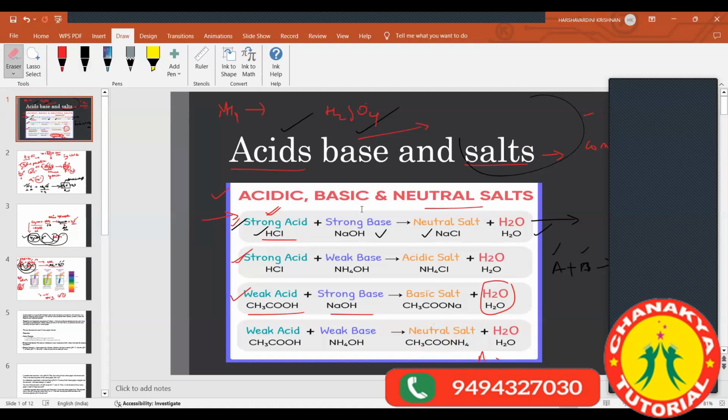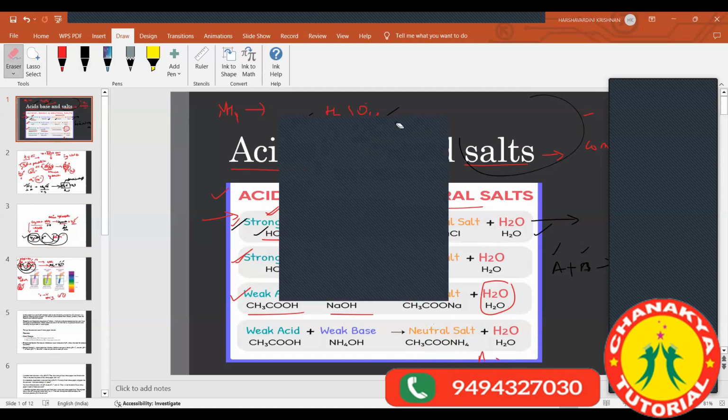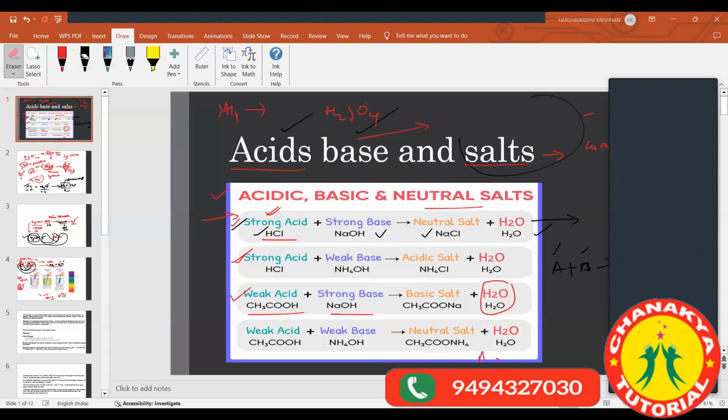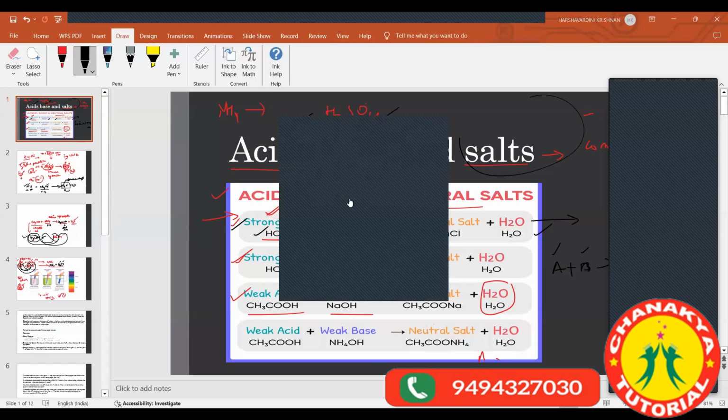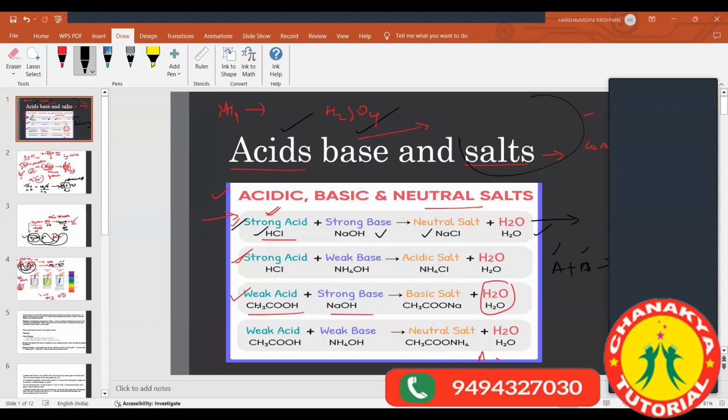If one is strong and one is weak, that is what we saw already. So if one is strong and one is weak, you will get an acidic salt or basic salt as per which one is strong. Ma'am, like acid and base make a neutral salt, and unlike acid and base make acidic or basic. Exactly. So here, once again you see weak acid. We'll take this one now. Weak acid is CH3.